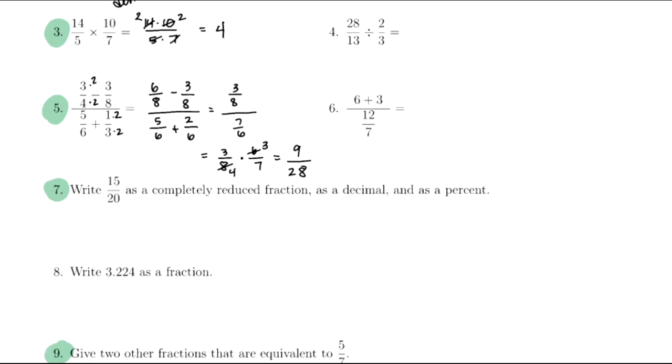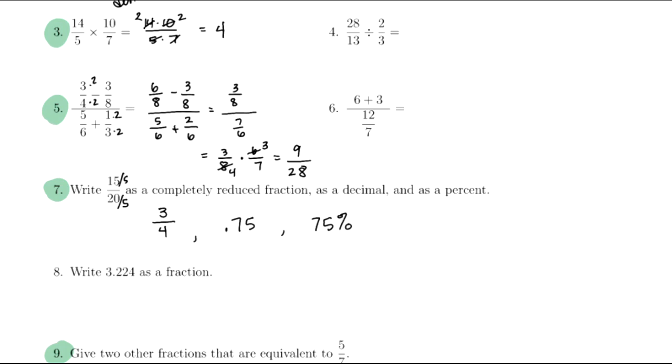Alright. Number 7, we are to write 15/20 as a reduced fraction, as a decimal, and as a percent. So the reduced fraction here, think about this. Both of those have a 5 in common, so divide them both by 5. 15 over 5 is 3. 20 over 5 is 4, so 3/4 is your reduced fraction. If you wanted to, 3/4 I think we know is 0.75, and then to do that as a percent, you would just multiply by 100, so you get 75%.